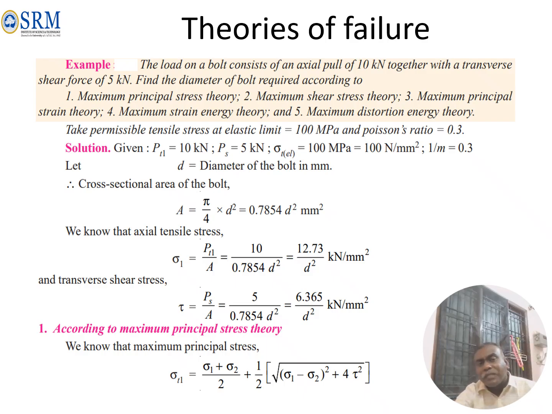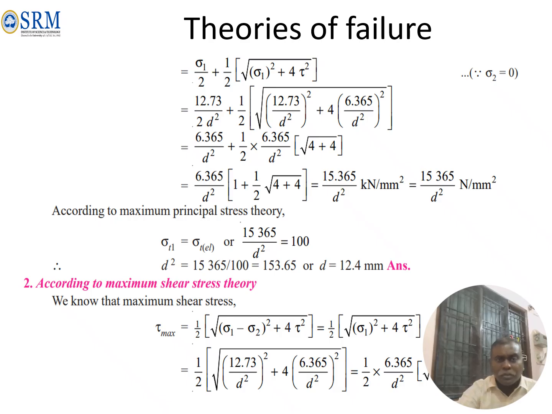According to the maximum principal stress theory, we know the maximum principal stress sigma t1 equals sigma 1 by 2 plus half of the square root of sigma 1 square plus 4 tau square. Here sigma 2 is 0, as I mentioned, because only one direction axial load is given. Sigma 1 is given, there will be no value for sigma 2. Similarly, tau is given. By putting these two values, you get sigma t1 equal to 15.365 d square.